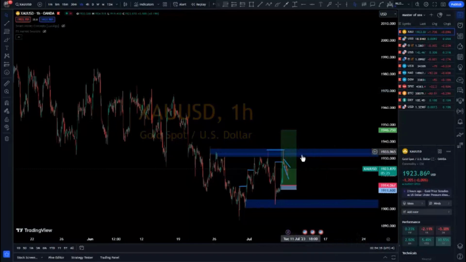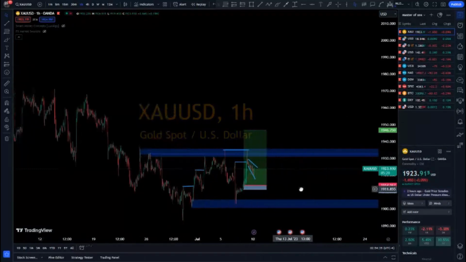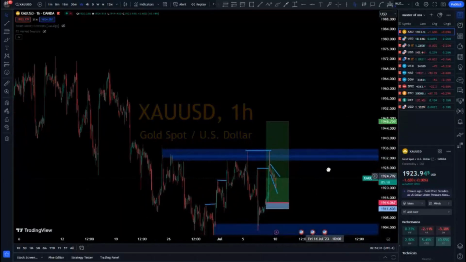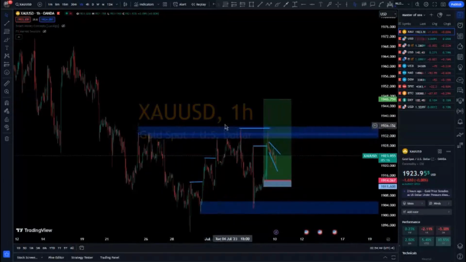We'll see how this one actually goes. I managed to close this trade, but I just wanted to see how it will actually end at the very end of it all.